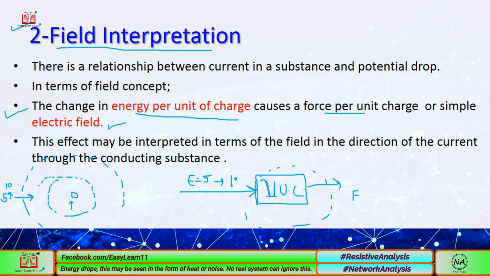This effect may be interpreted in terms of the field in the direction, because this is a field interpretation. So in terms of the field in the direction of the current through the conducting surface. If this is a conducting surface having length L, and current is flowing in this direction, then this field is interpreted in the direction of the current through a conducting substance.